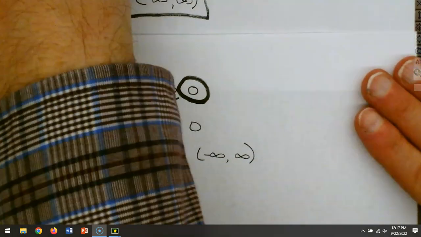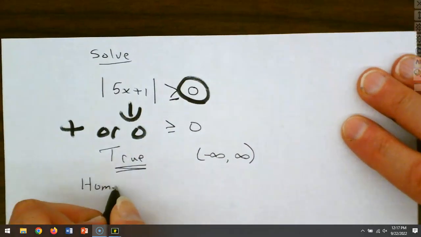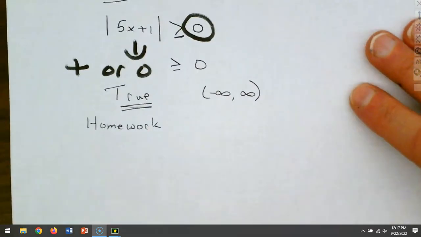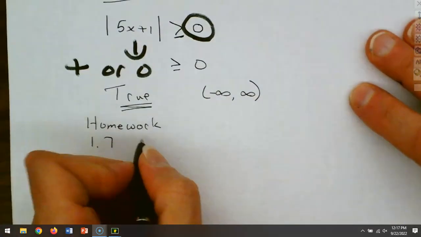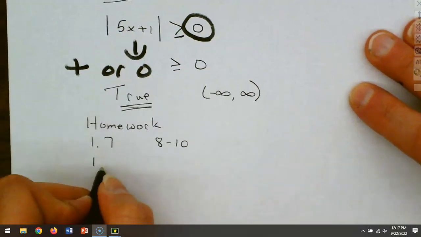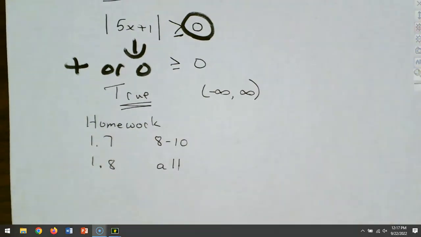What is your homework now? So let's talk about our homework. You should be able to finish up that packet. So your homework for next time is 1.7. You should be able to do that 8 through 10. And 1.8, you should now be able to do them all. So you should be able to finish up that packet.